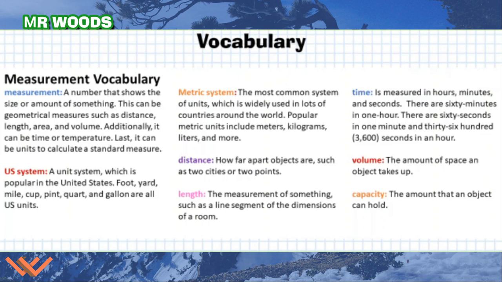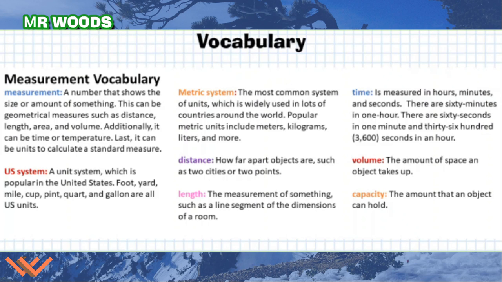Then there's the metric system. Just a little bit about the metric system. The metric system in the United States is being used mostly for scientific and/or engineering applications because it has to be compatible with other countries a lot of the time for science and engineering. Metric system, the most common system of units, is widely used in lots of the countries around the world. Popular metric units include meters, kilograms, liters, and more.